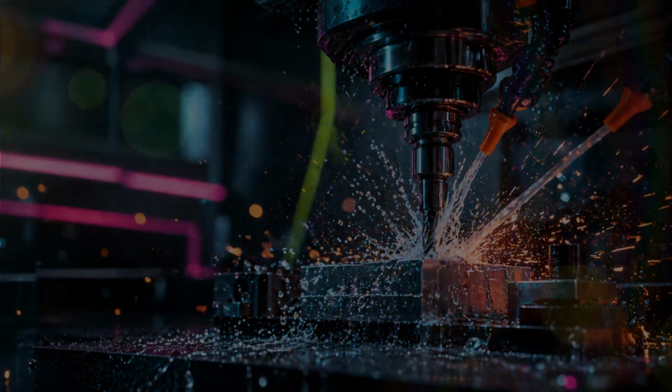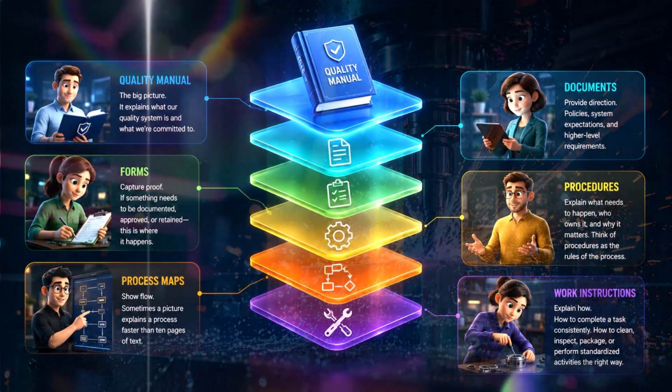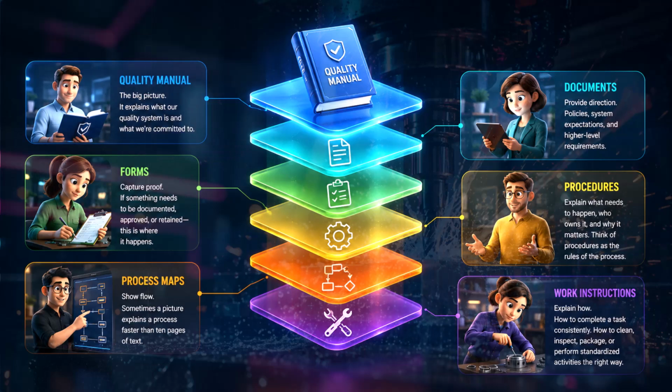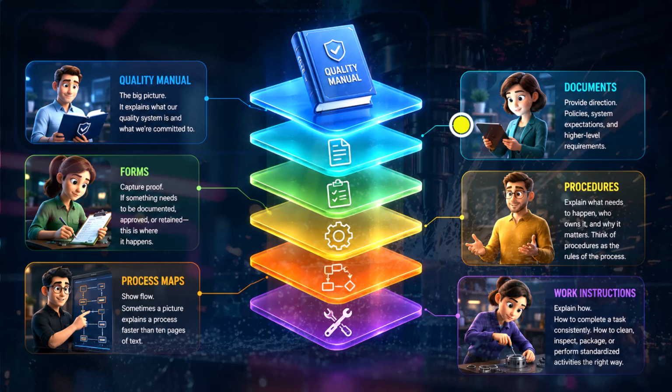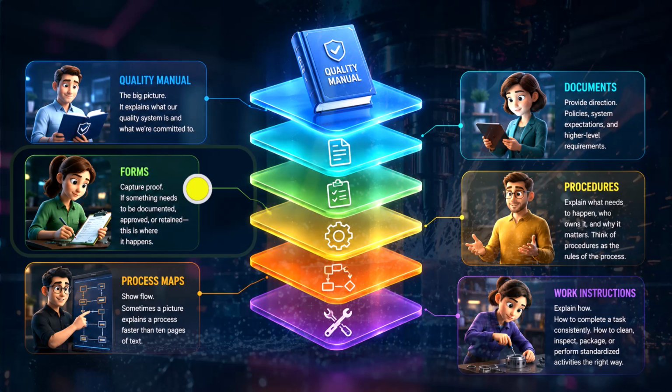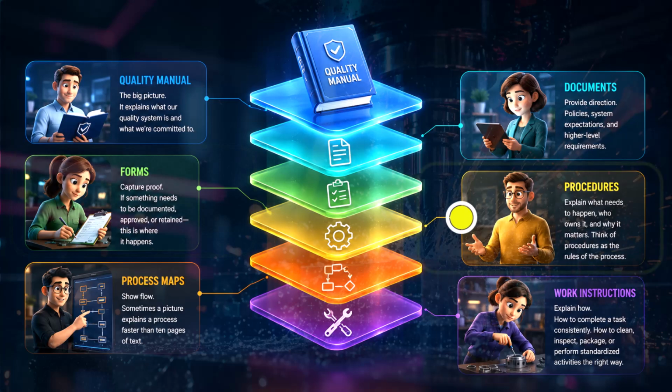Now that you know where things live, let's make sense of what you're looking at. Because not all documents are meant to do the same thing. The quality manual is the big picture. It explains what our quality system is and what we're committed to. Documents provide direction, policies, system expectations, and higher-level requirements. Forms capture proof. If something needs to be documented, approved, or retained, this is where it happens. Procedures explain what needs to happen, who owns it, and why it matters. Think of procedures as the rules of the process.